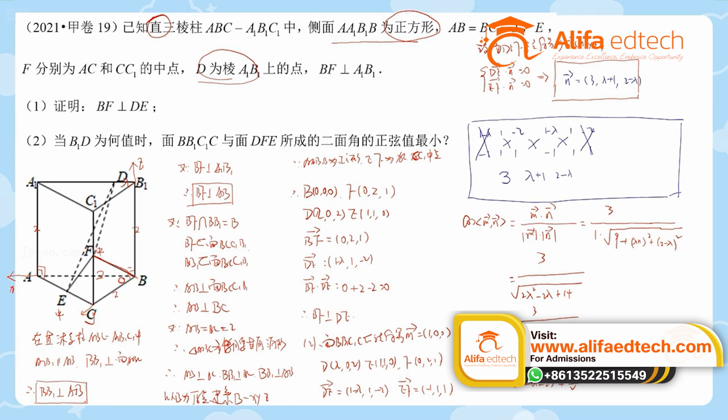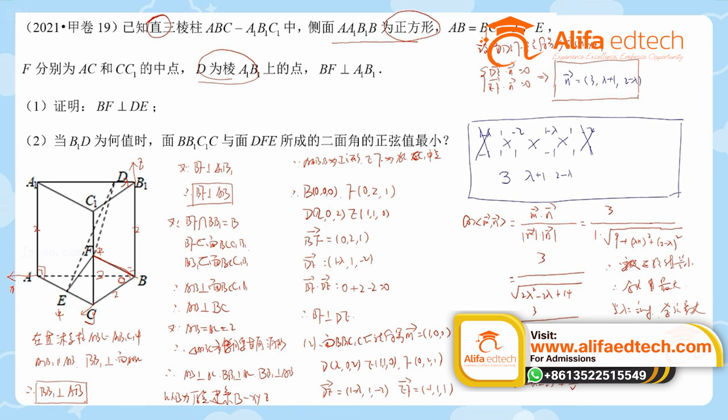Obviously, to minimize the sine value here, we need to maximize the cosine value. To maximize the cosine, the denominator must be minimized. So to make our value for the sine function minimum, the cosine value here must be maximum. Then when lambda is equal to 1/2, the cosine value at this point is at its maximum. Since the cosine is maximized, the sine of this dihedral angle is minimized.